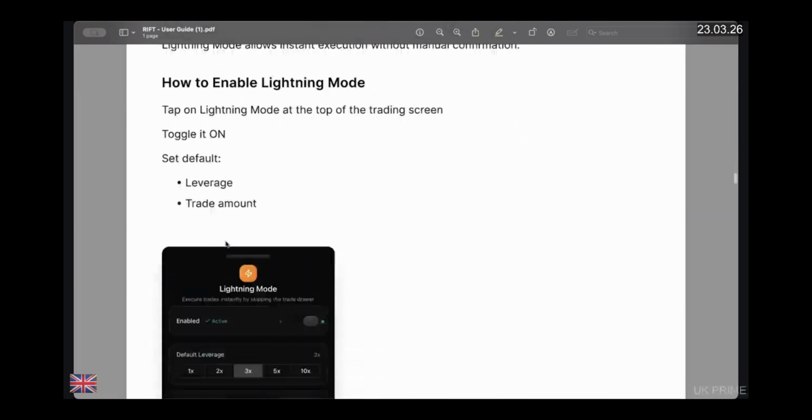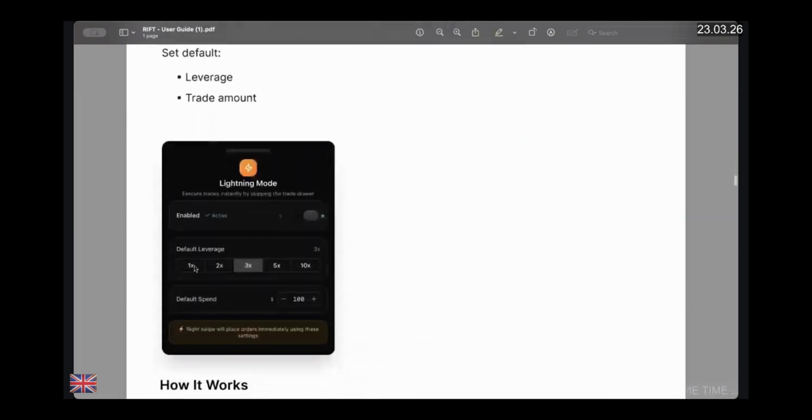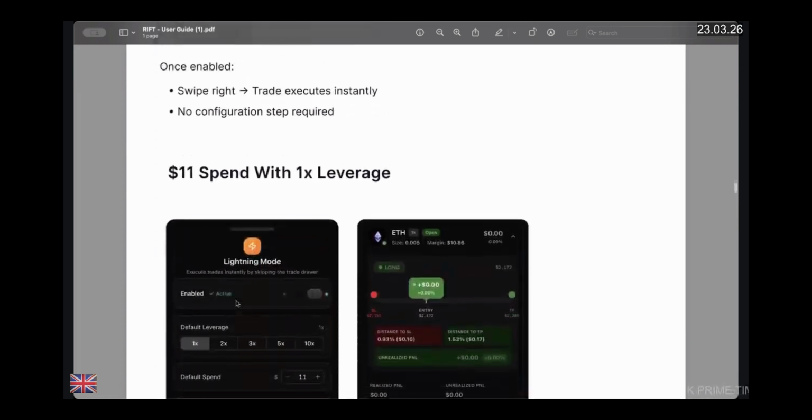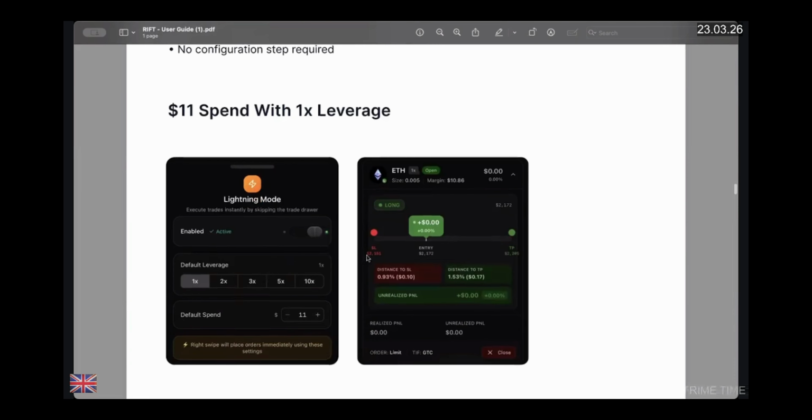Once you enable the lightning mode and you set a default leverage and a default spend or ticket size, how much you want to trade with what leverage, your trades will be executed instantly. You just swipe right on the card and your trade will be executed instantly. So instant execution of these trades happens in that fashion, with lightning mode.